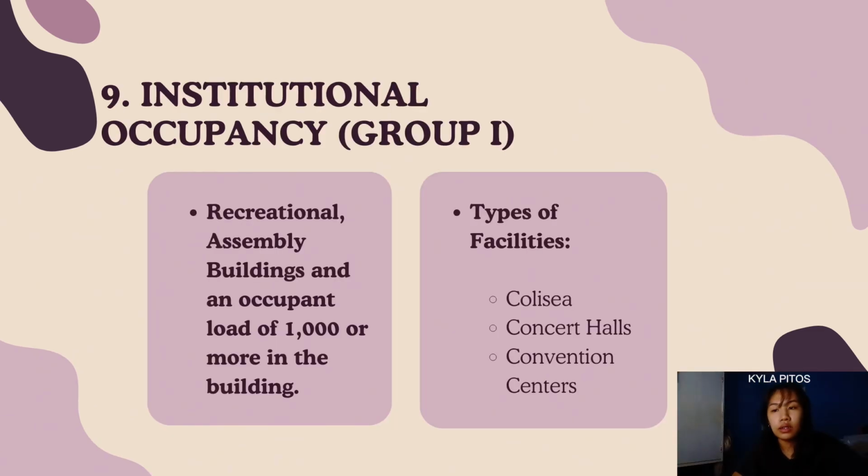The next type of occupancy is the institutional occupancy, which is also known as Group I. Similar to Group H, it also has recreational or assembly buildings, but it will hold an occupant load of 1,000 or more within the building. Now, the types of facilities under this occupancy are concert halls, convention centers, and coliseums.